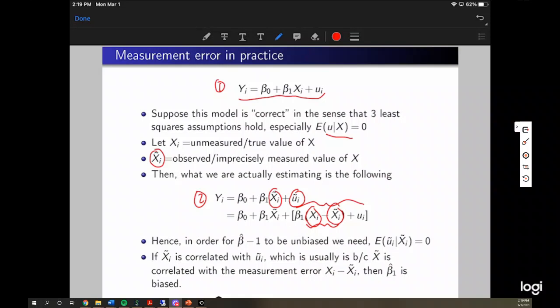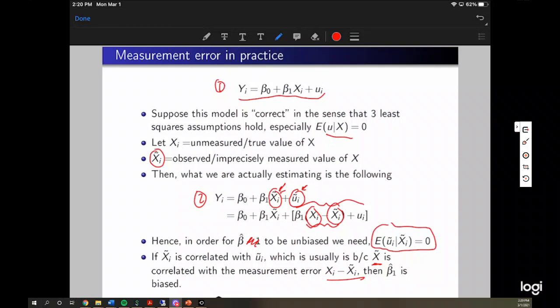And in order for beta hat 1 to be unbiased, we need the expected value of our real error term, u wiggle, to be uncorrelated with the mismeasured value of x, x wiggle. So we need this to hold. But this doesn't usually hold in practice because the mismeasured value of x is usually correlated with the measurement error, the true value minus the mismeasured value, which leads to a biased estimate of beta hat 1.